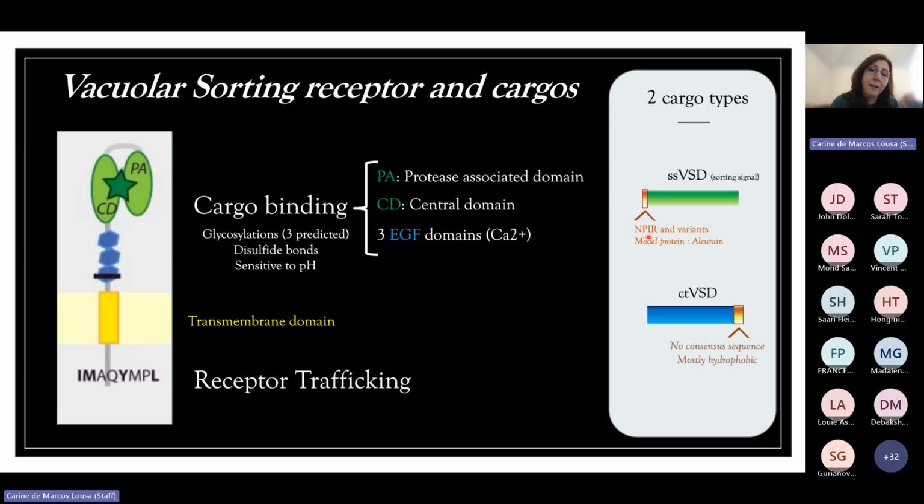So you can find NPIR in some of the cargos, but other cargos will have other types of protein determinants. One of the model proteins for this type is called allorane, and you're going to hear about that in the talk. The second type of cargo is what we call a C-terminal vacuolar sorting determinant, because the sequence that is important is usually at the end of the protein, but there is no consensus sequence. It's mostly hydrophobic in nature.